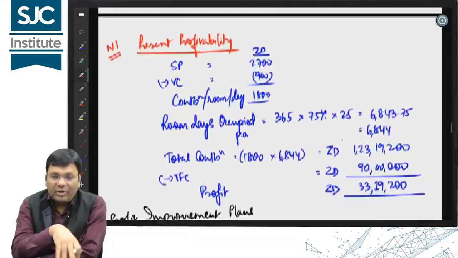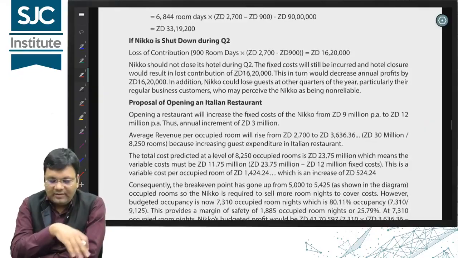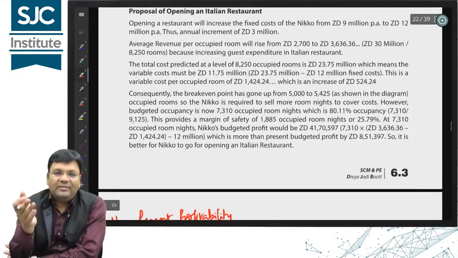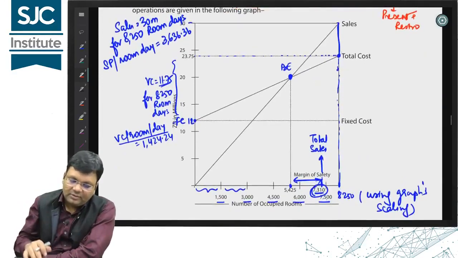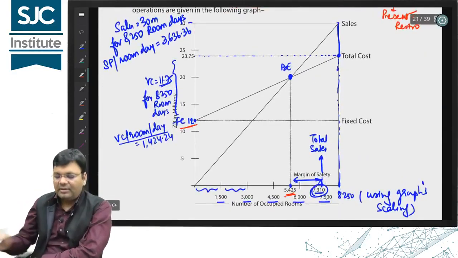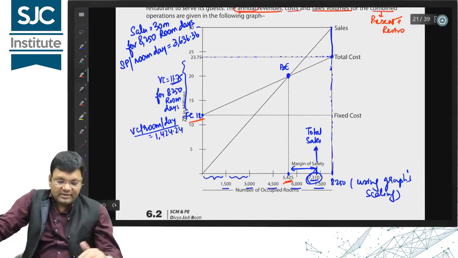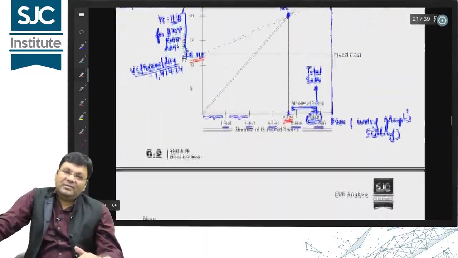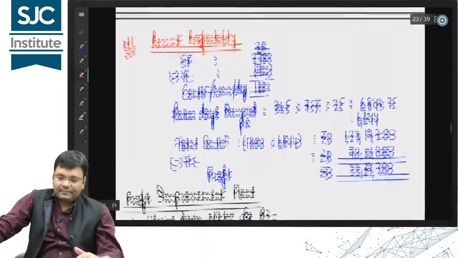So I've just shortened this a bit for you. If you check the solution, everything is given in a more elaborate way. They are also computing the break-even point, which you can also compute. If you divide 12 million by the contribution, you'll get this break-even point. They are commenting on why break-even has increased, just because fixed cost has increased and contribution has also increased. So break-even will get affected because of that. All right.